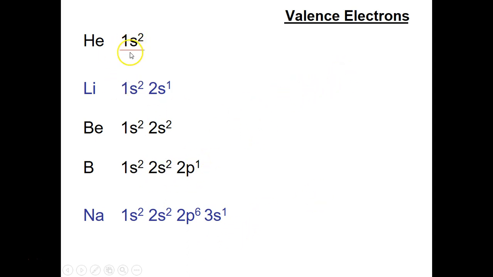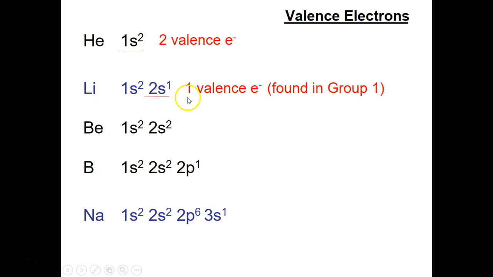For helium, the highest energy level is number 1, and there's 2 electrons in it, so it has 2 valence electrons. For lithium, the highest energy level is the second energy level, and there's 1 electron in it, so lithium has 1 valence electron. Not coincidentally, it's also found in group 1. For beryllium, the outermost energy level is the second energy level, and there's 2 electrons in that energy level, so beryllium has 2 valence electrons, and it is found in group 2.